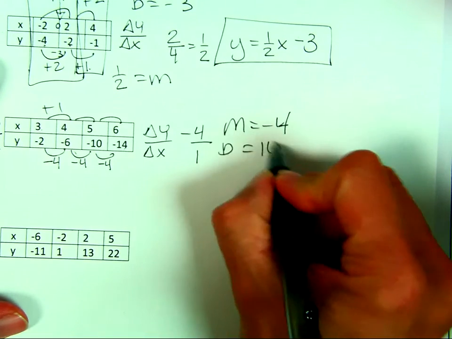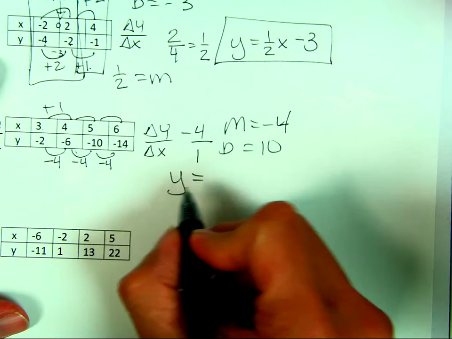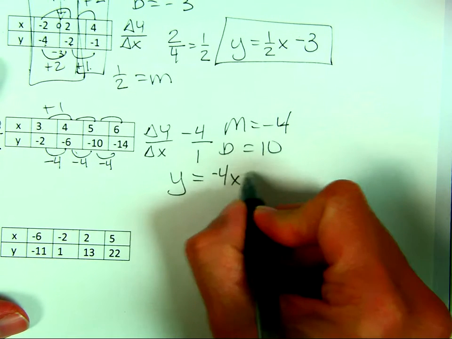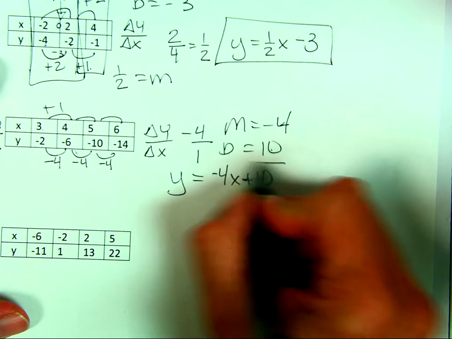So if I know my y-intercept is 10, I am ready to write my equation, because it's y equals mx plus b. And there it is.